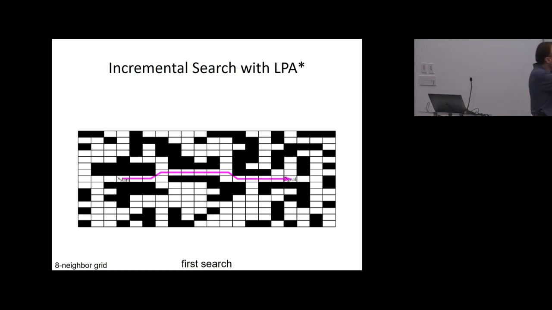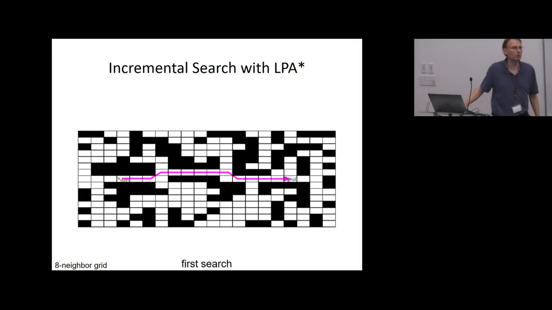But for now, the robot knows the environment. And the robot also doesn't move. It's always the start here and the goal here. It's a simpler environment to understand what's going on. So you want to find a shortcut. You use your favorite algorithm. Let's assume it's A star, to find that particular path.